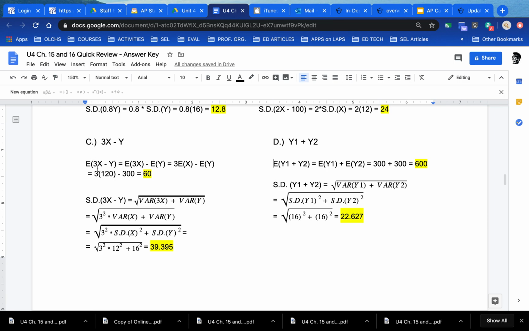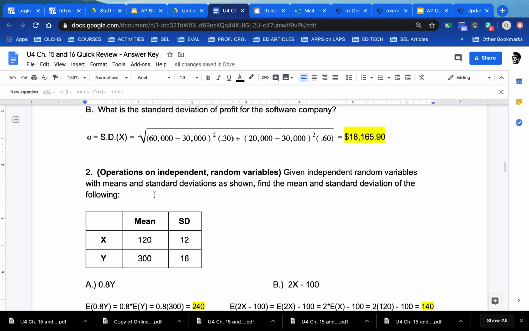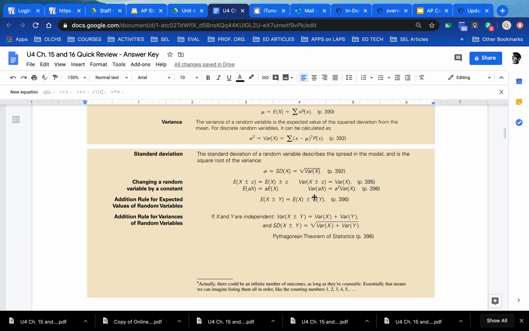You have expected value, again, not a problem. You're going to do 3 times the expected value of x minus the expected value of y. But with standard deviation, again, because it's 2 random variables, we have to deal with the square root of their variances first. What happens when you do that? If you go back up here, if you are adding or subtracting with variance, it's right here, it always becomes addition. You don't transfer over subtraction, it just becomes addition.